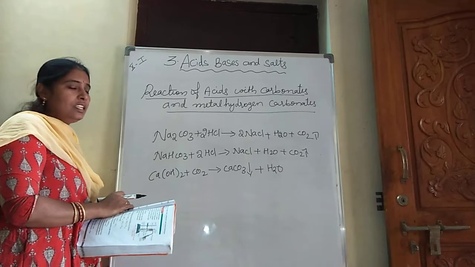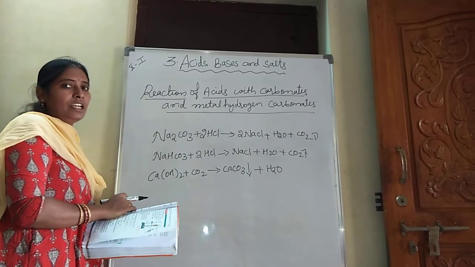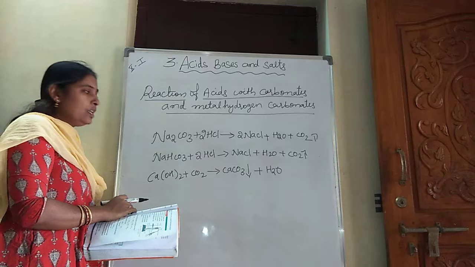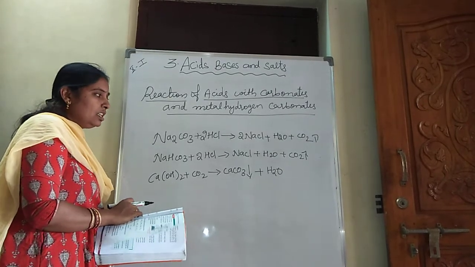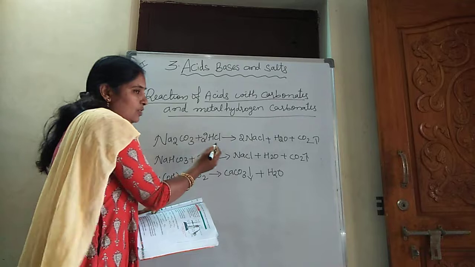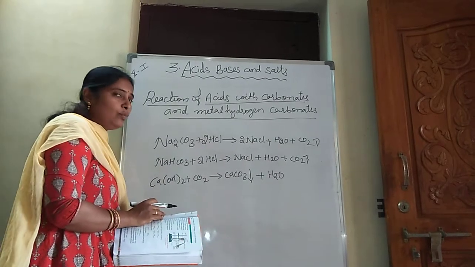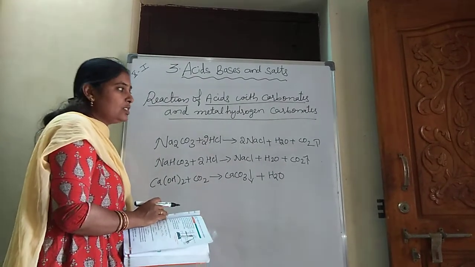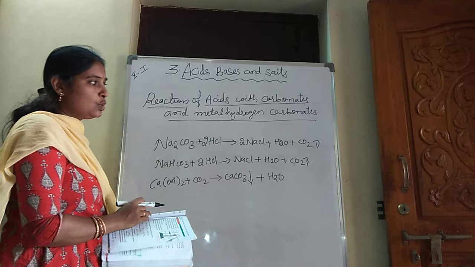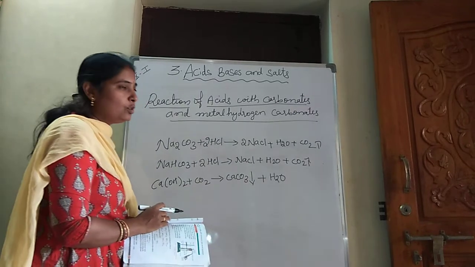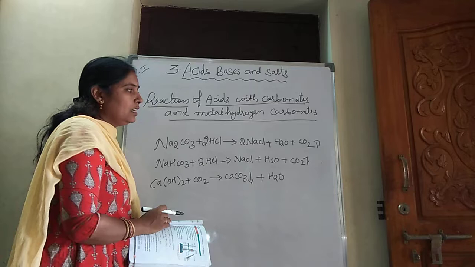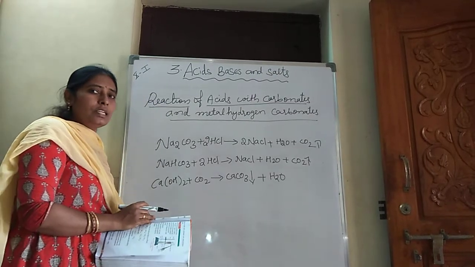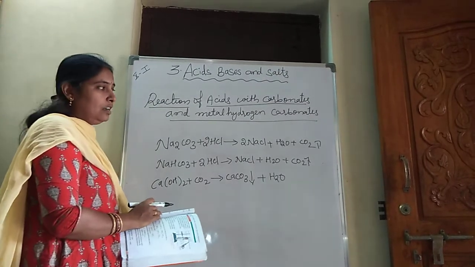Here we are using Na2CO3, which is sodium carbonate. Sodium is the metal, its atomic number is 11. Na2CO3 plus acid. Which acid are we using? HCl, which is hydrochloric acid. It gives rise to NaCl plus H2O plus CO2. What is CO2? Carbon dioxide. H2O is water. NaCl is cooking salt, edible salt or table salt.